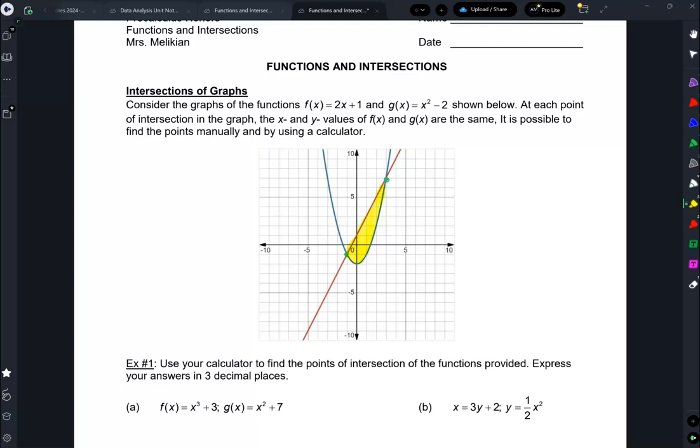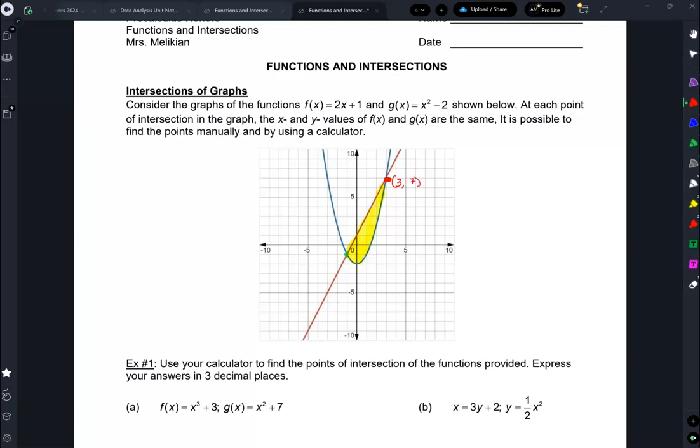Let's talk about a couple of things. At the coordinate points, here we have 2x plus 1 and x squared minus 2. At the points of intersection, here, this is x equals 3 and y equals 7.